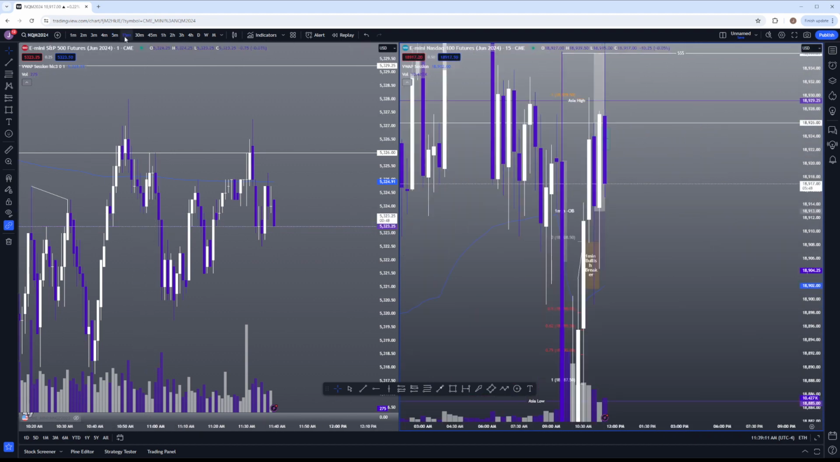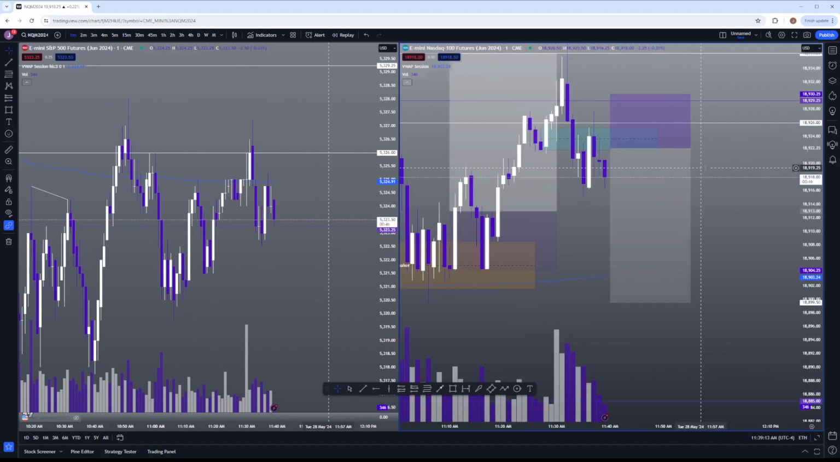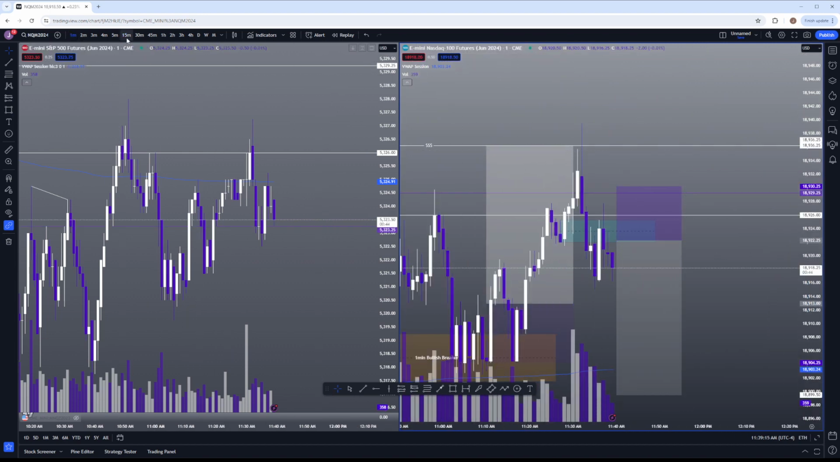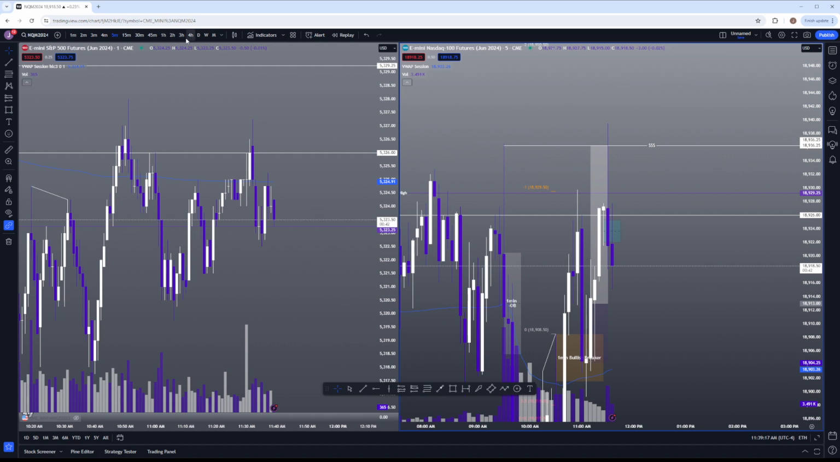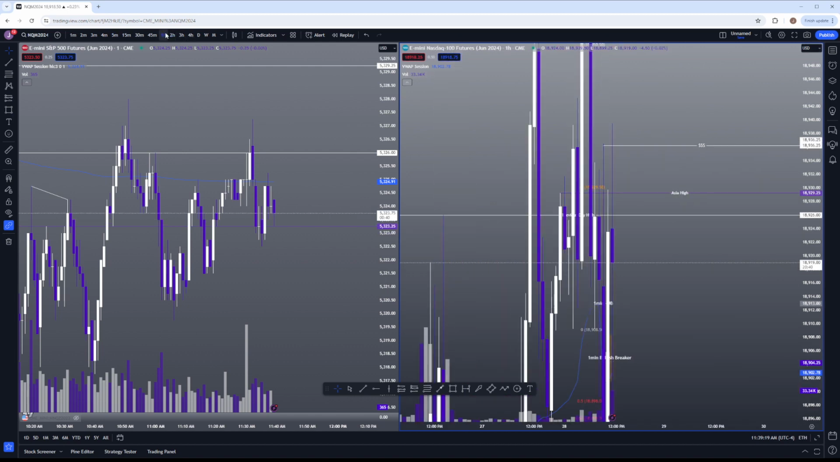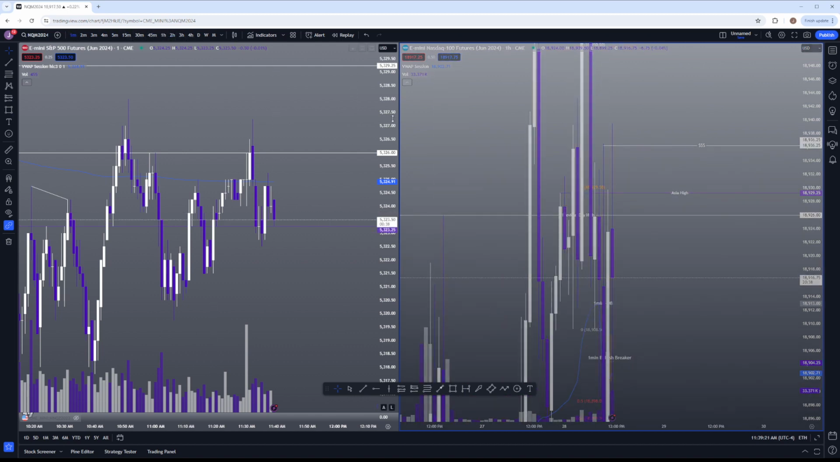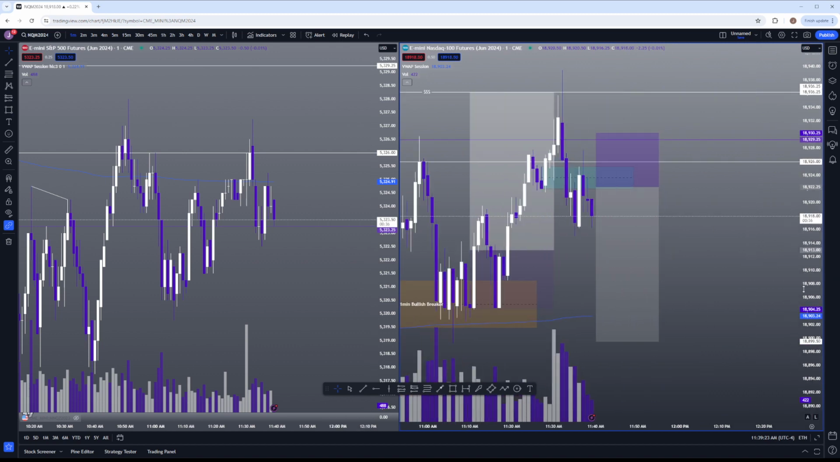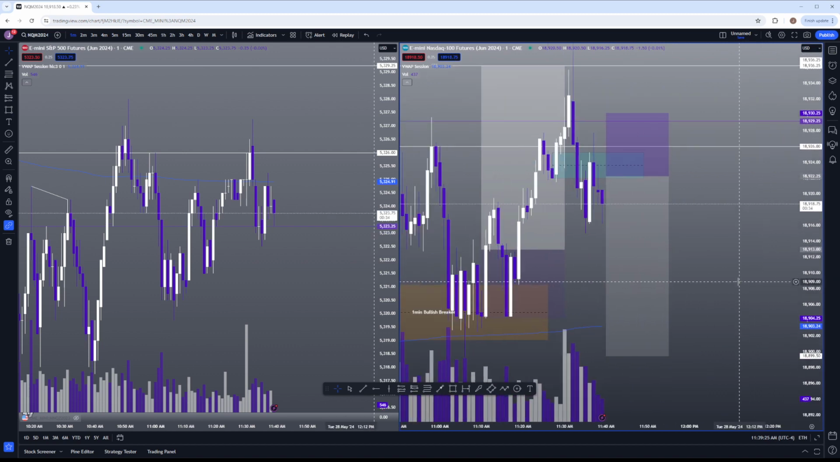Strong SMT divergence at the highs. Strong liquidity grab. We can see it on the 15 minute, on the 5 minute, on the hourly. Looks like a true liquidity grab there. Looks like we're really trying to reverse. Looks like these shorts are trying to step in.